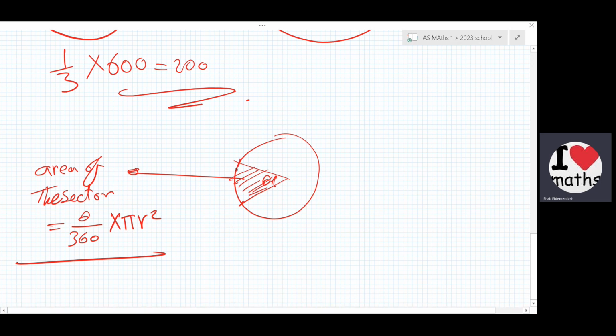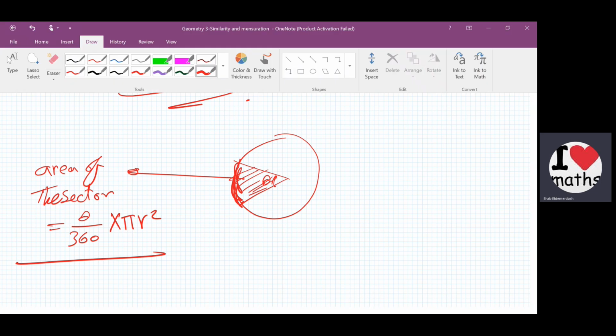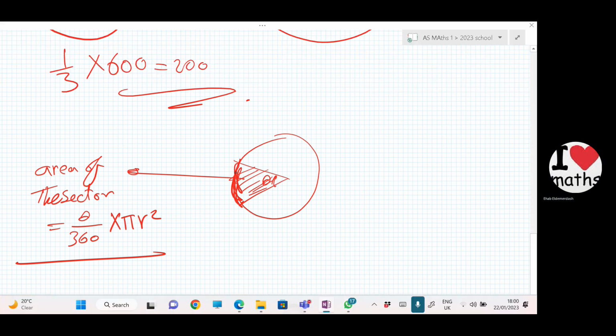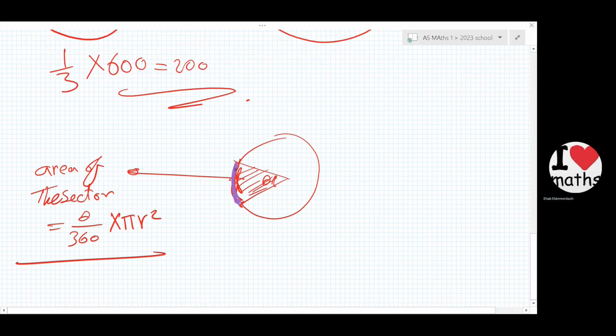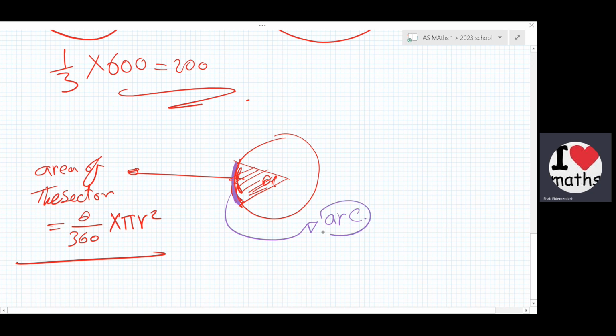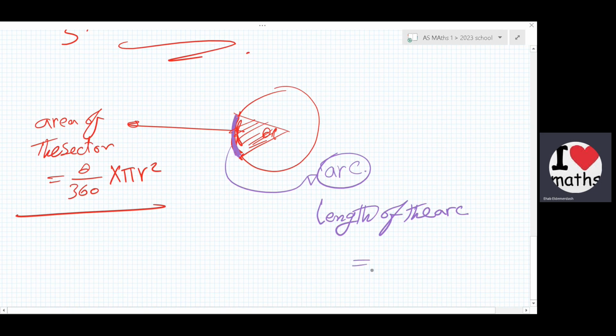Now, look guys, there is another part which is so important as well. There is what we call the arc. This part here, we call it the arc. You know about the arc, right? So what is the arc? If I need to find the length of the arc, what should I do?